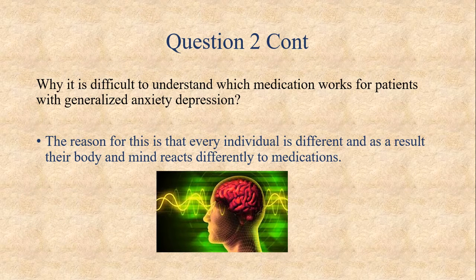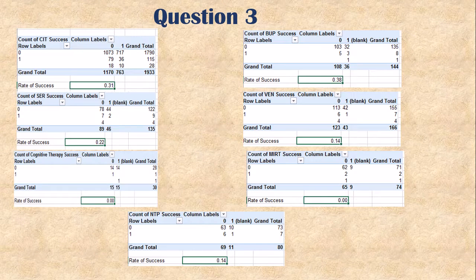Then another question is why it is difficult to understand which medication works for patients with generalized anxiety depression. The reason for this is that every individual or person is different and as a result their body and mind react differently to medications. For example, some people may have bad side effects and others may not show any side effects to the medications. For question number three, we have to find the rate of success for drug abuse diagnosis.